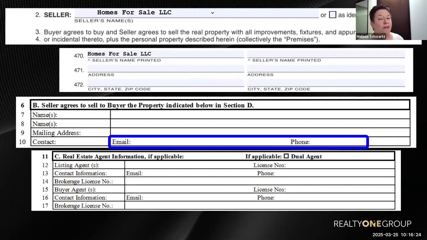So following that, at the very front, you will see 11 through 17. Guess what is all the realtor information? Listing agent, buyer agent, contact information, right? It's all right at the very front of the contract. Where is it on our contract? All the way in the back, right?